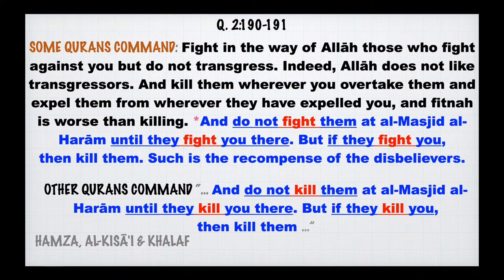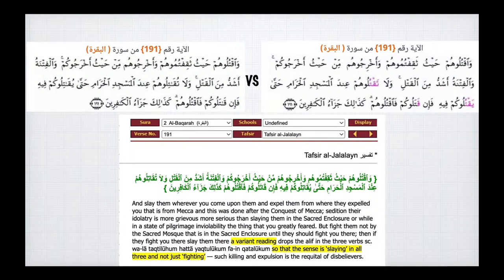Now, the other Qur'ans command something different. And do not kill them at al-Masjid al-Haram until they kill you there. But if they kill you, then kill them. So, is it fight or kill? Al-Jalalain comments on this, and he says the verb there is different. It goes from slaying, as in killing, to fighting. So are you allowed to fight at Masjid al-Haram, or are you allowed to kill? It depends which Quran you're reading.